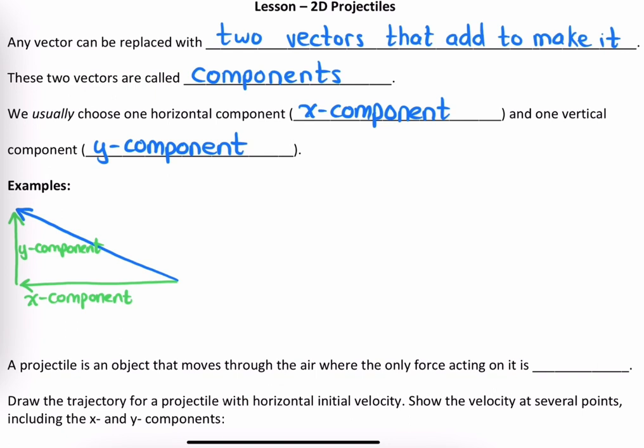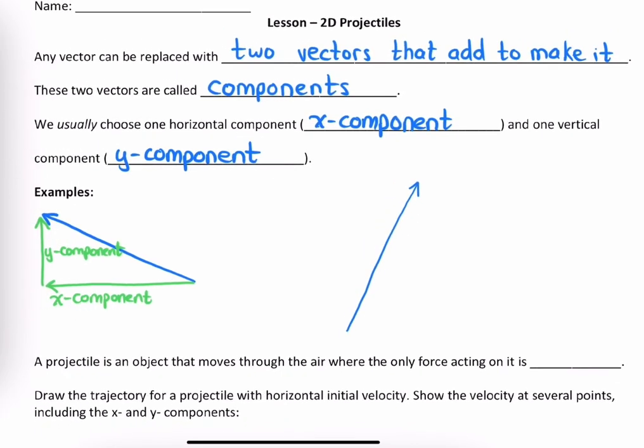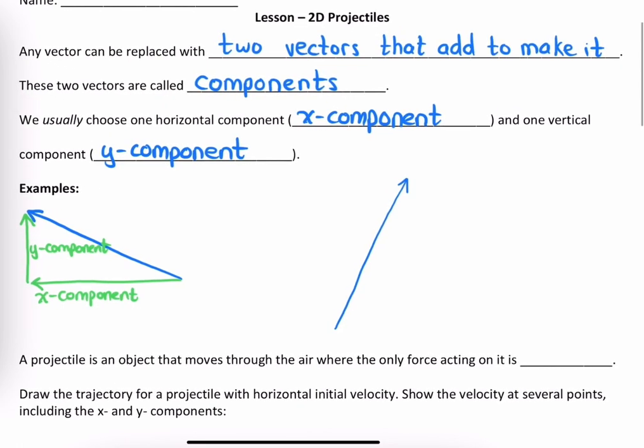So let's say I have a vector that's going like this. Again, that direction isn't super clear. It's not up, it's not down, it's not left, it's not right, so I might not like that vector, much like I might not like the number 7, so I can replace it by two vectors that add to make it. And I can choose one that goes up like that, and one that goes like that.